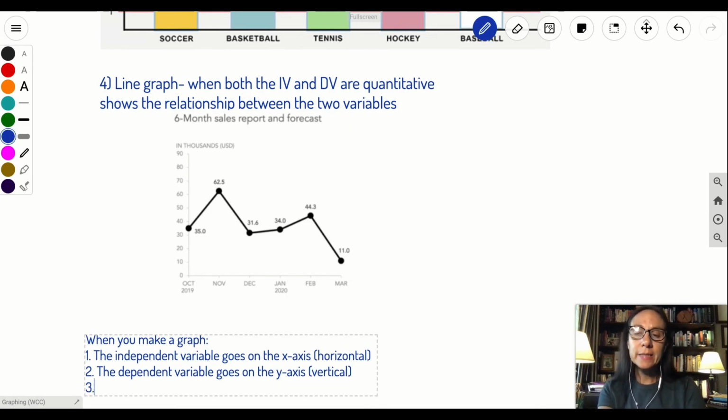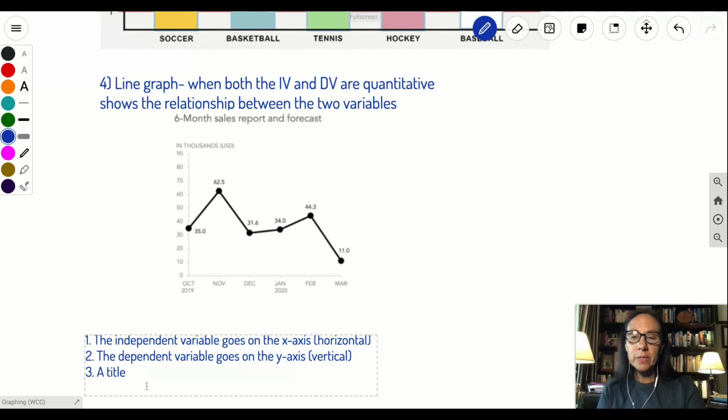Okay, and then the last thing that a graph must have is a title. Okay, and so, for example, this graph right here has a title of 6-month sales report and forecast. So you have to have a title so that the reader can immediately know what they're looking at.